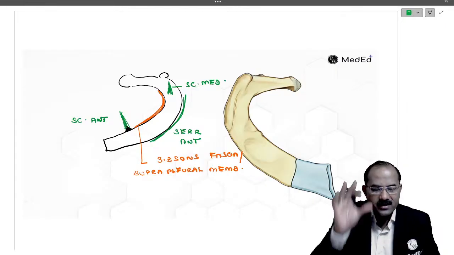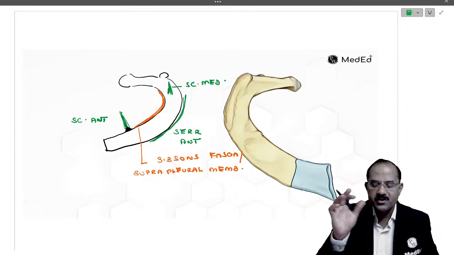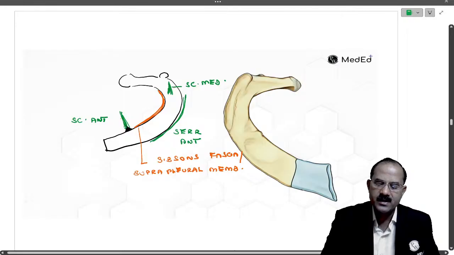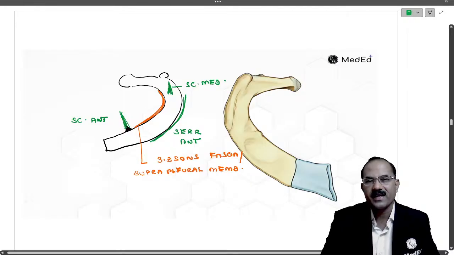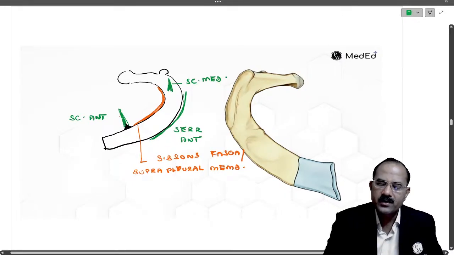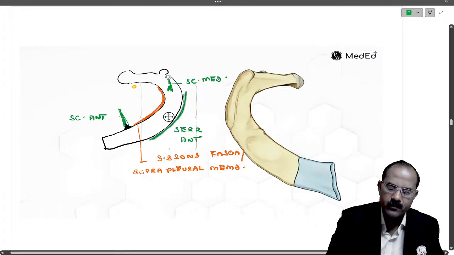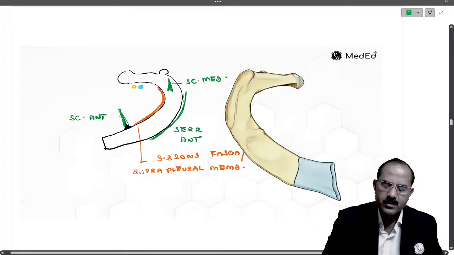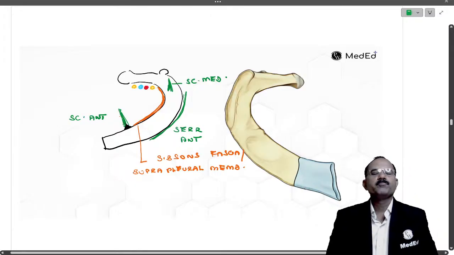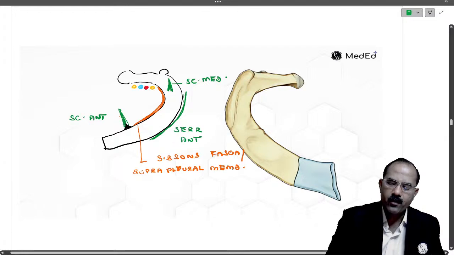So these are the structures attached to the first rib. This is the scalenus anterior, scalenus medius, the Sibson fascia, the serratus anterior. And what are the relations of the neck of the first rib? Any guesses? Relations of the neck of the first rib. This is always asked by default.